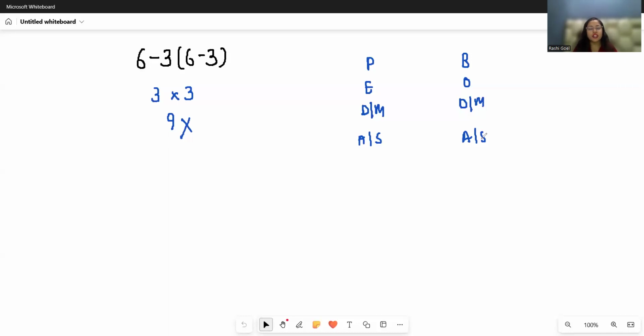Similarly, in the case of addition and subtraction. If we are talking about BODMAS, B is bracket. You have to first solve the bracket, then of, then DMAS is similar.